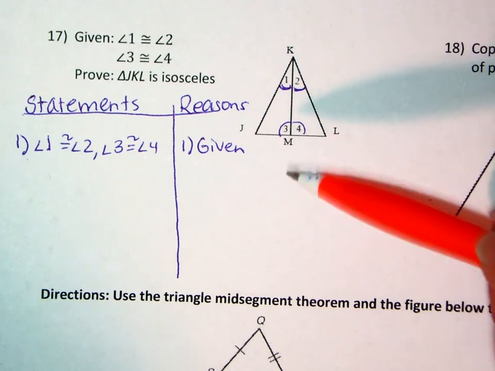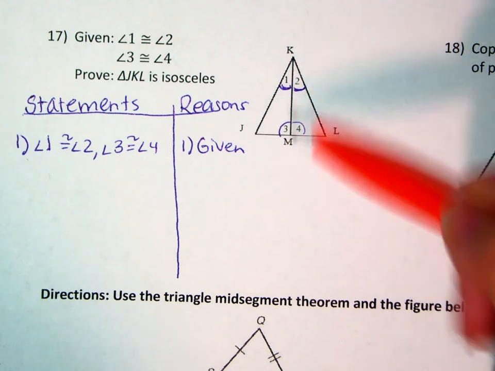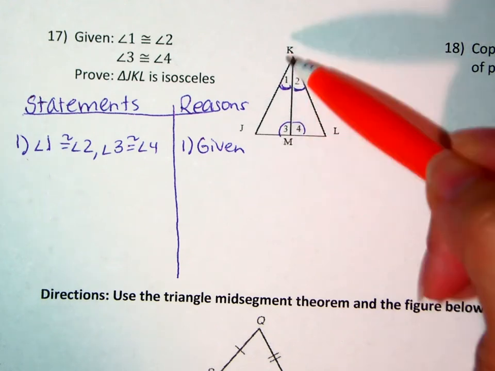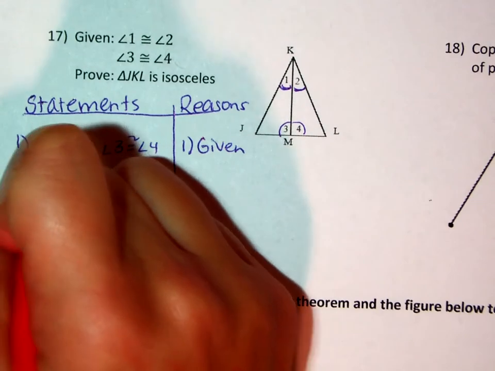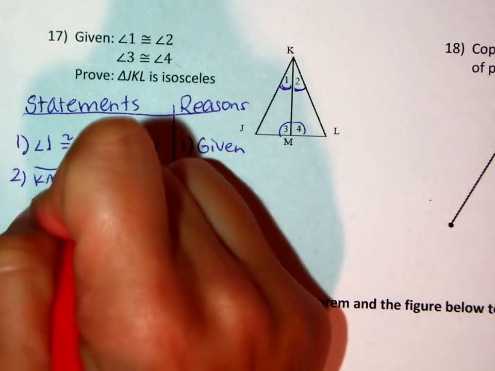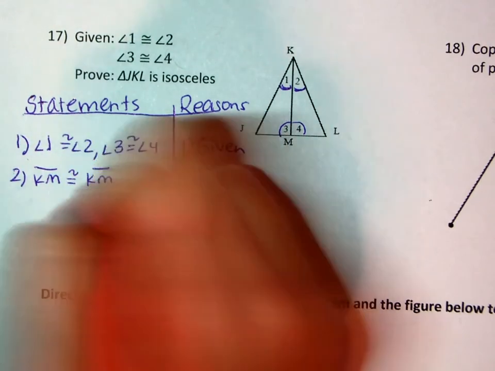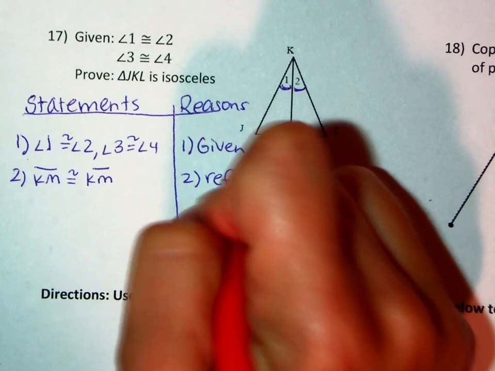Now if you look carefully here, what I see is that there's only one other thing that we can say about these separate triangles inside here, and that is this side that it shares is going to be congruent to itself. So that right there, segment KM, is congruent to segment KM. Why? Because of the reflexive property.